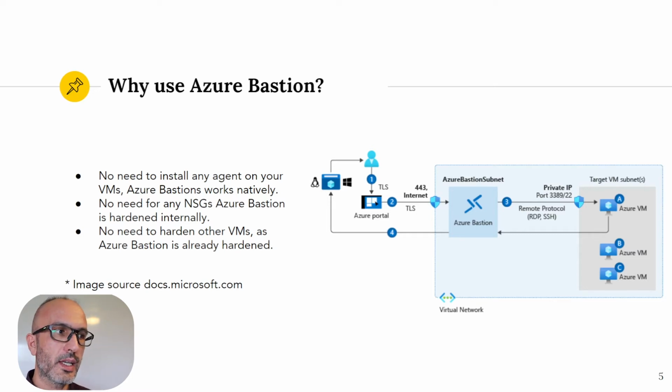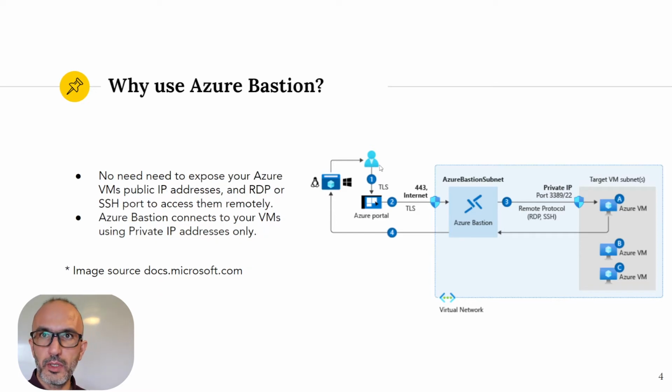The other thing is that I don't need to secure the Azure Bastion because this has already been done by Microsoft, since it's a fully managed PaaS VM. And then finally, I don't need to securely harden the Azure Virtual Machines here because we are only accessing those using private IP addresses from within the VNet. So these Azure virtual machines are actually not exposed to the internet at all.